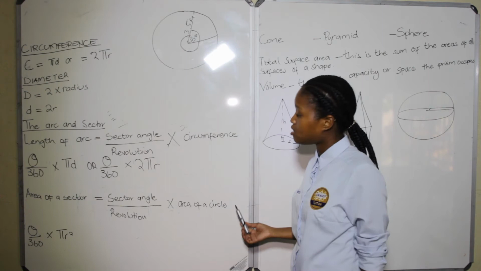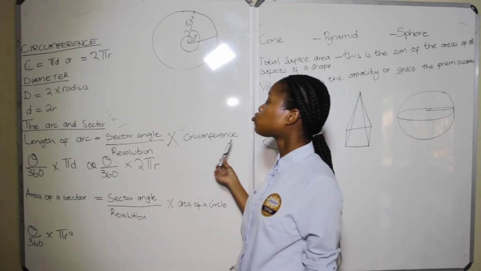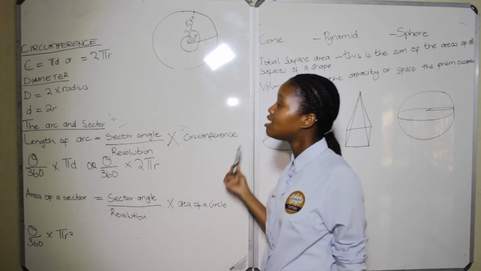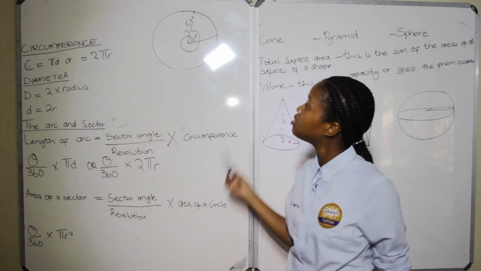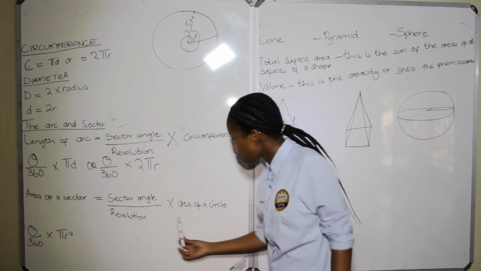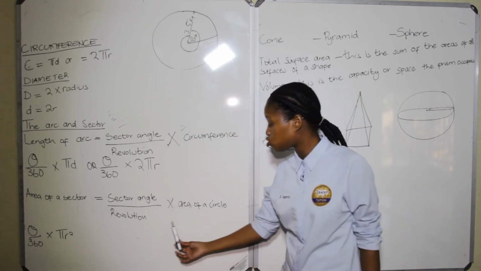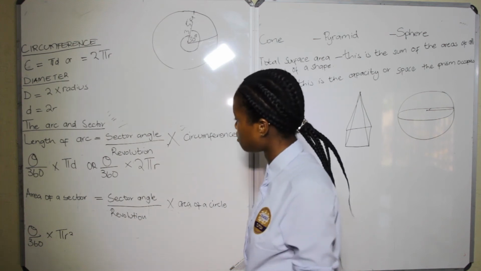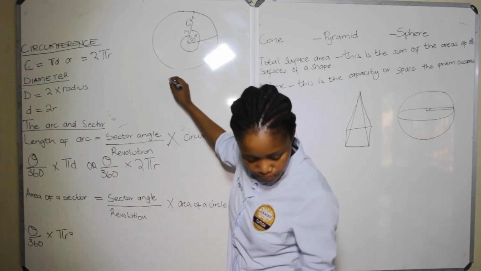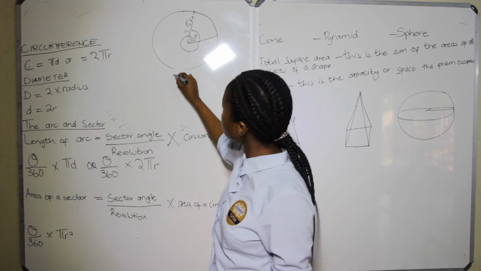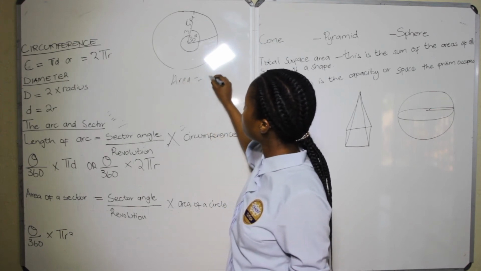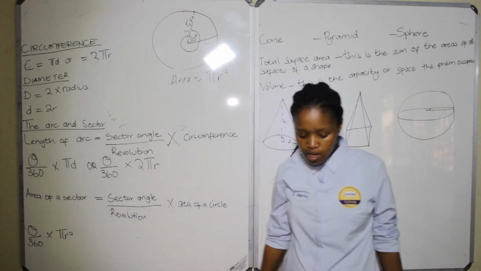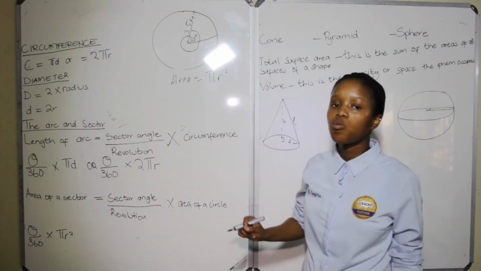What is the difference here? The difference is this one you multiply by the circumference. And what did we say the circumference is? Distance around the circle. And this time we have learned a new value which is called area of a circle. So how do you find the area of a circle? The area of a circle is equal to pi r squared.